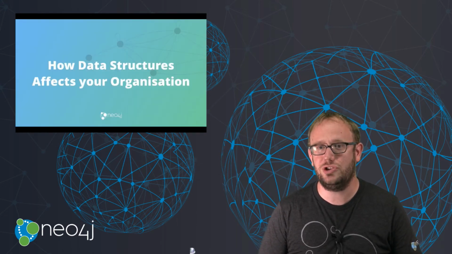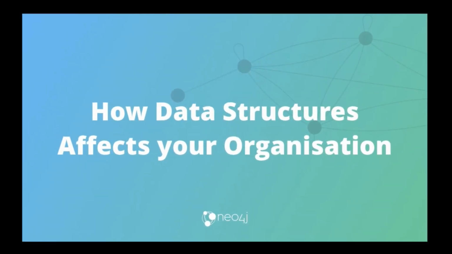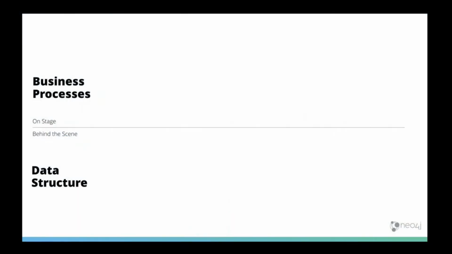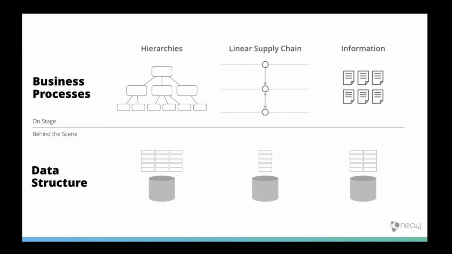Now, how does the structure of your data affect your organization? Your organization, of course, has business processes, and those are stored in an existing data structure. Business processes like hierarchies of your organization, a linear supply chain, and information stored in databases which represent those business hierarchies as you think of them, from the restrictions that are put on them by those data structures. It's a little bit of a recursive problem.